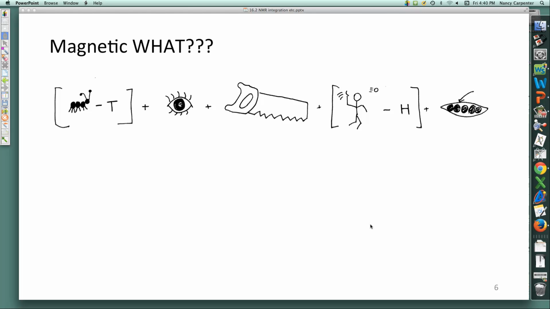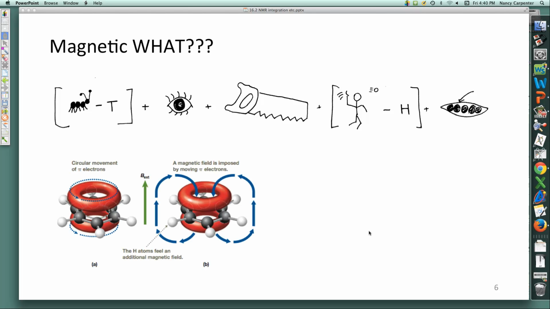Magnetic anisotropy? What's that all about? It's about this. It's about my cat toy. It's about that crazy circulation of electrons that we see, in this example, in an aromatic ring. Circulating electrons generate a magnetic moment. So here are my circulating pi electrons in my benzene ring. As they circulate, they generate their own internal magnetic field, as indicated by these blue lines.